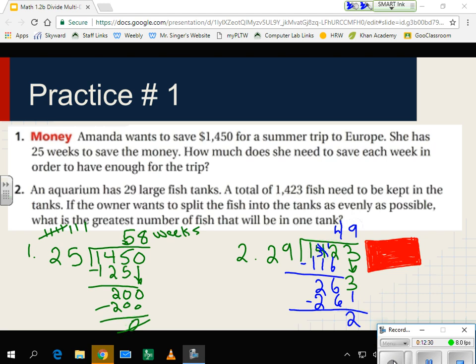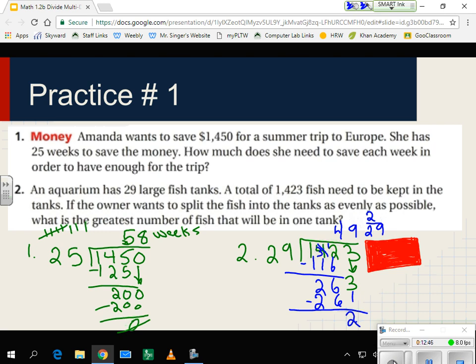So our remainder is written as a fraction. This is how you do it. The 2 becomes your numerator, top number. And the original number we had over here outside the box is 29. That's your denominator. 2 29ths is what's left over.